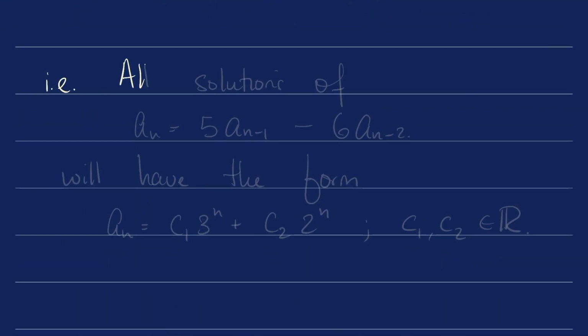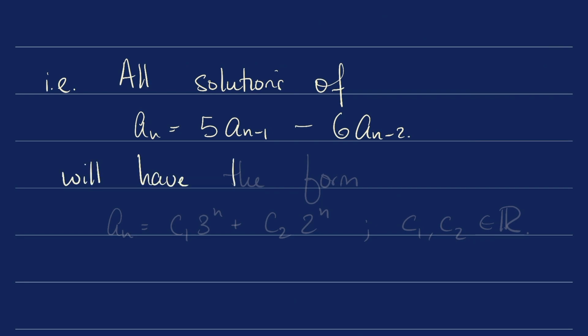That is, all solutions of the recurrence relation a_n is equal to 5a_(n-1) minus 6a_(n-2) will have the form a_n is equal to c_1 times 3^n plus c_2 times 2^n, where c_1 and c_2 are real numbers. One can already appreciate the applicability of understanding that these solutions will form vector spaces. Next class, we're actually going to figure out how to find the individual solutions, as in how did we come up with the 3^n and 2^n to begin with.